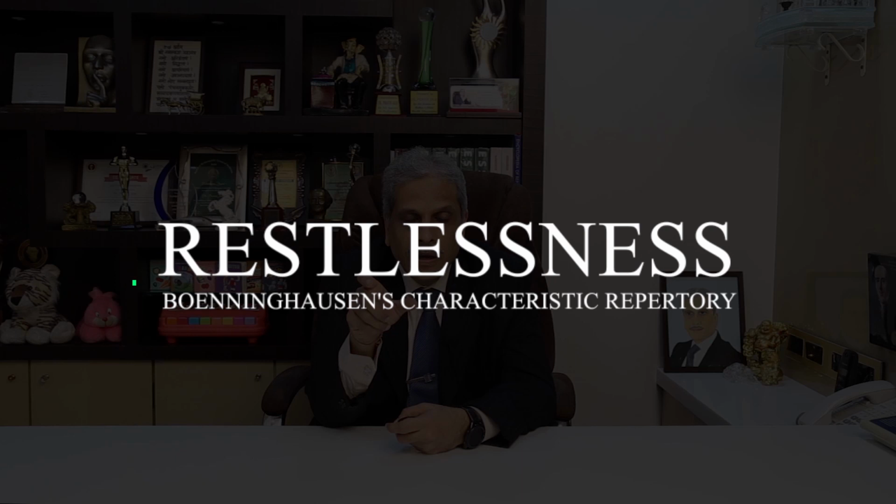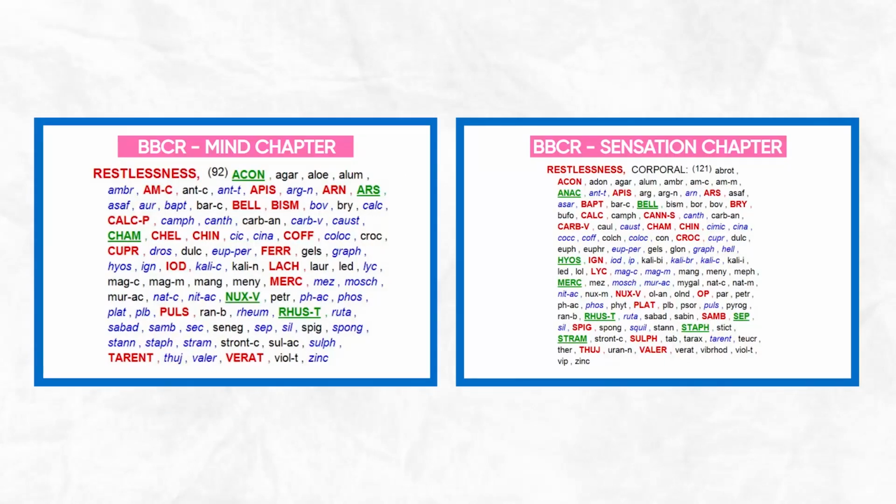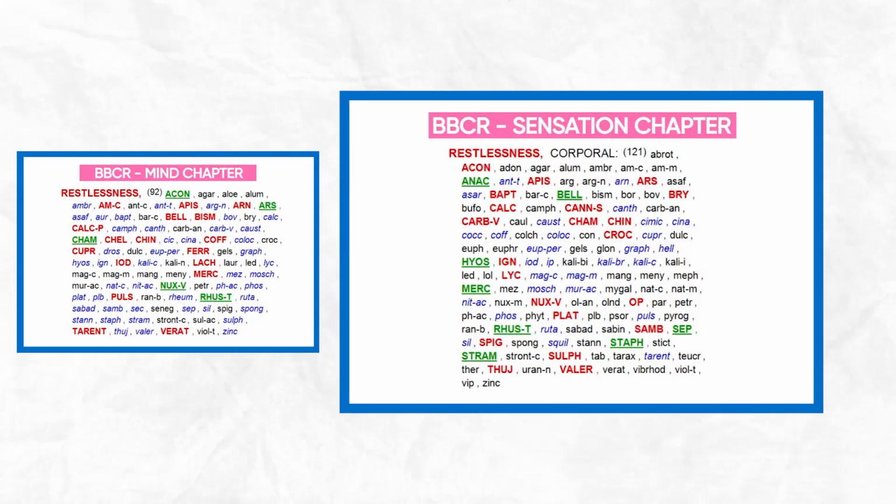Now if you search for the word restlessness in the Boger-Bonninghausen characteristic repertory, you see restlessness mentioned in 2 places, in the mind section and in the sensation section. In the sensation section, it is given as restlessness corporeal, which means bodily restlessness. So what mistake are we making? We see a physically hyperactive child, and we take the rubric in the mind section. That is a mistake. So in this video, I am going to talk about what hyperactivity is, how to see the hyperactivity, and what the types of hyperactivity are.